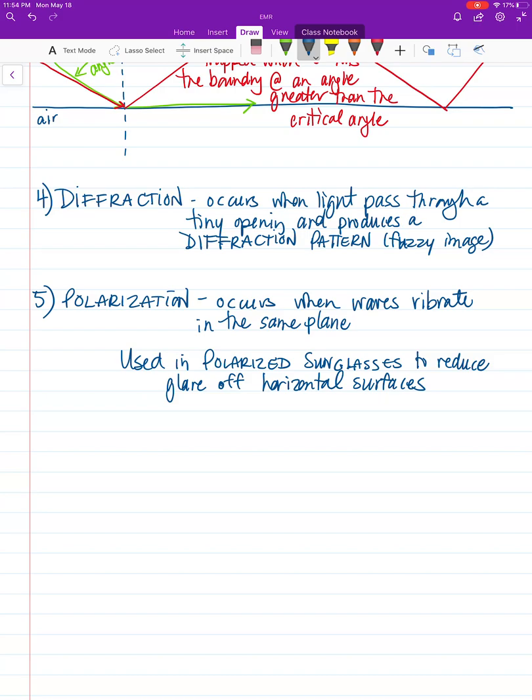Okay, so there is again a video about polarization that will go into it, gives you some demonstrations, and explains how it works.